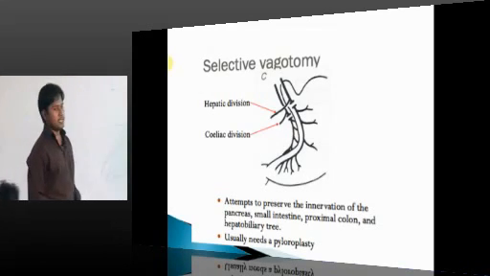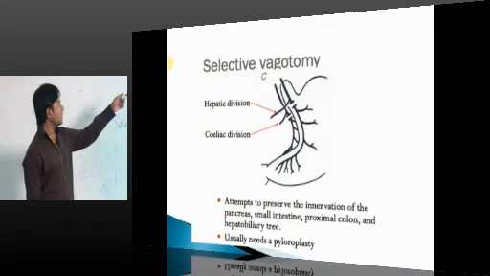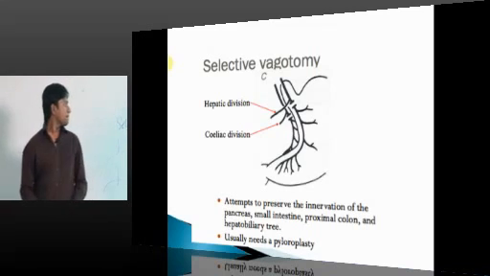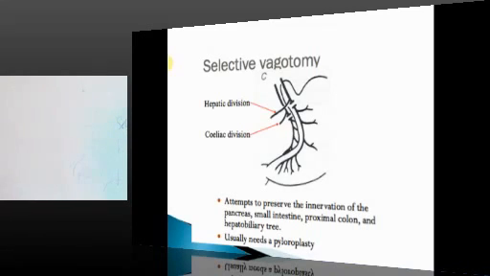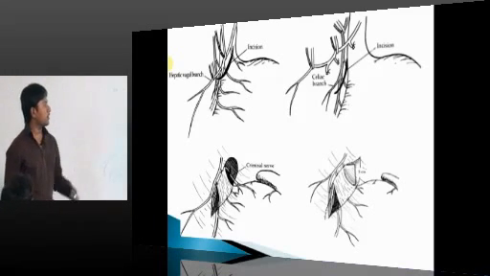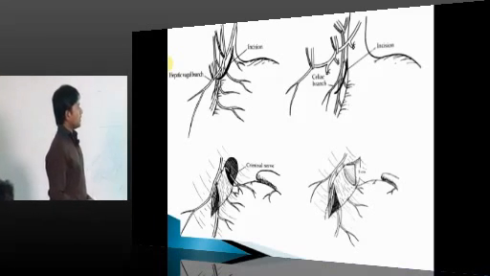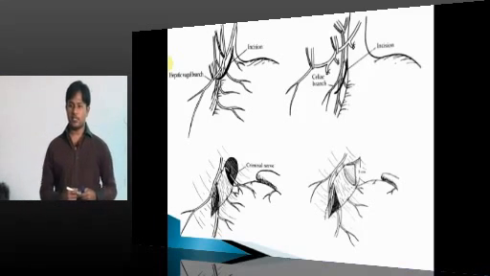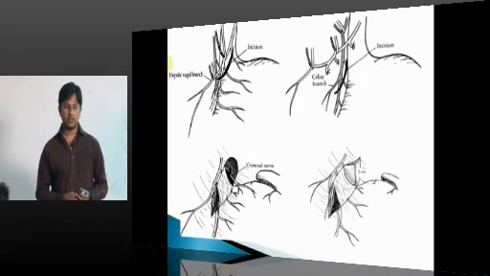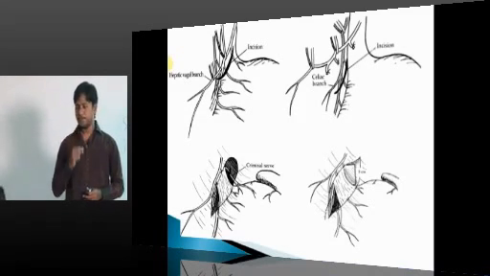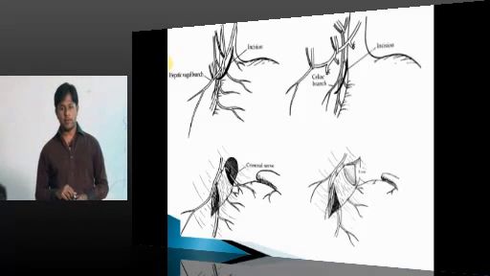You can see the division done in a case of selective vagotomy after the hepatic division or after the celiac division of the right vagus. Now this is actually a division for this selective vagotomy, and we were talking about one nerve called the criminal nerve of Grassi. What is the significance of this criminal nerve of Grassi? Why is it called a criminal?